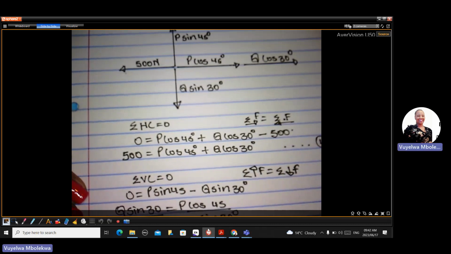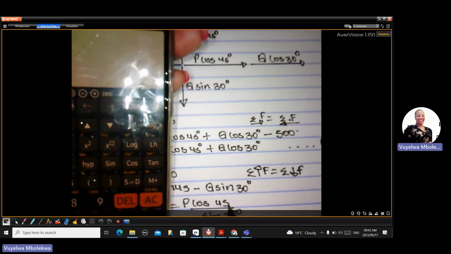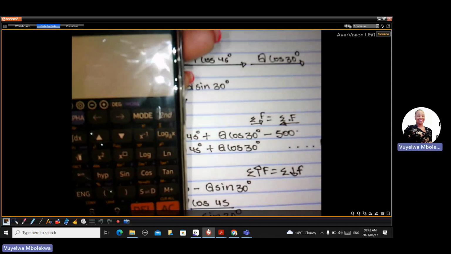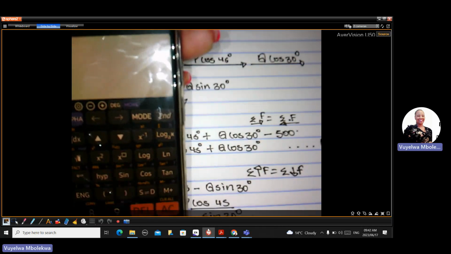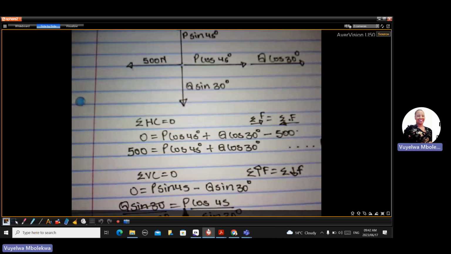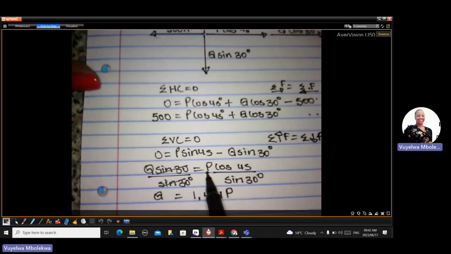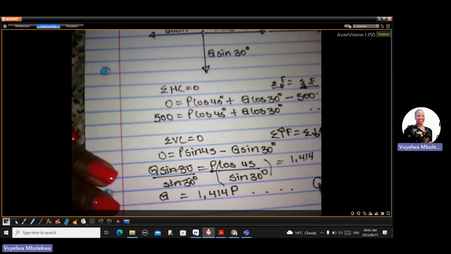So Q will be equal to, that will cancel that, now what is cos 45 divided by sine 30? Cos 45 divided by sine 30 gives us 1.414 P, that P. This P over here. So this whole part here is 1.414. Okay. So we can say this is equation 2.